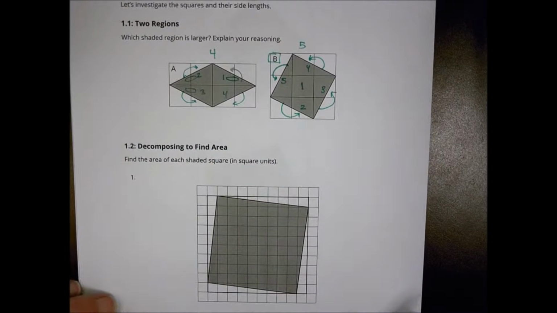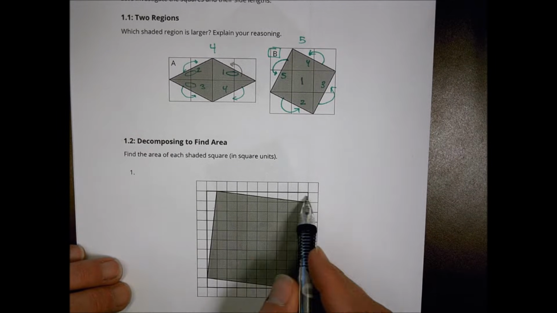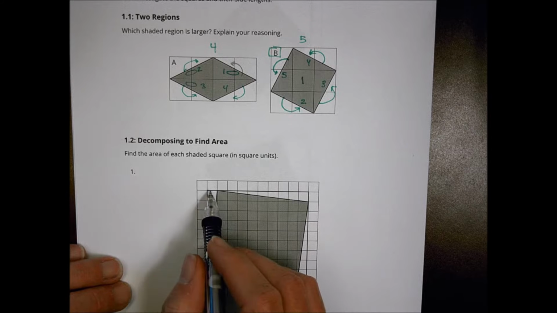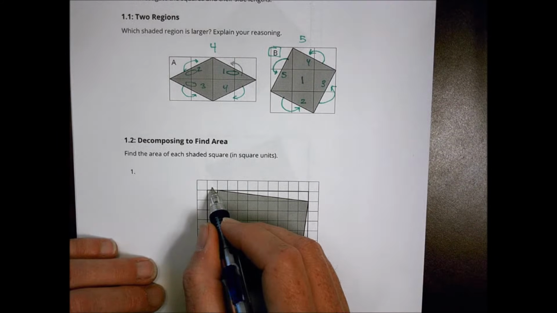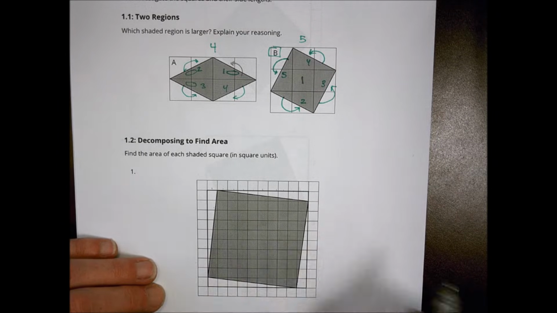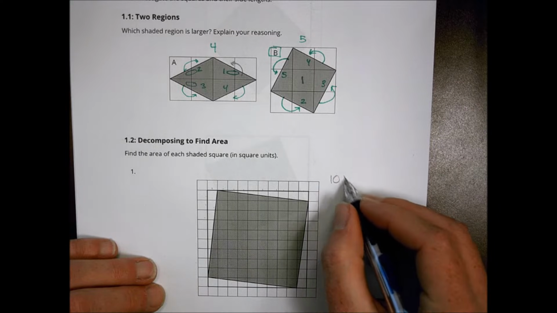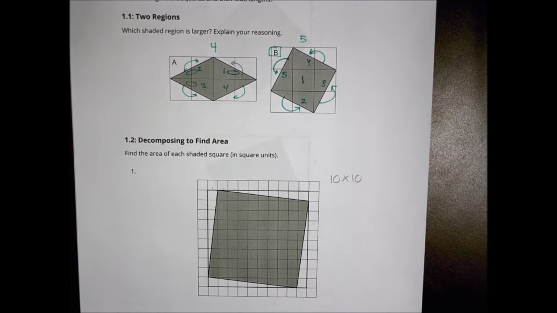Let's take a look at the first one. All right, the first thing I notice is that I have a large square that encompasses this shaded region here. This large square is at a length of 1, 2, 3, 4, 5, 6, 7, 8, 9, 10, and because it's a square, we're going to go 10 down as well. And so we have essentially a 10 by 10 square on this outline part right there.